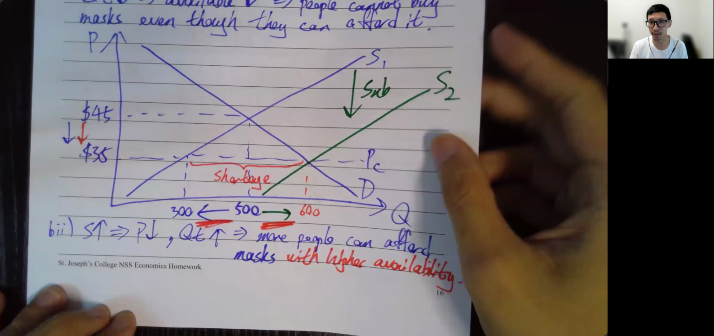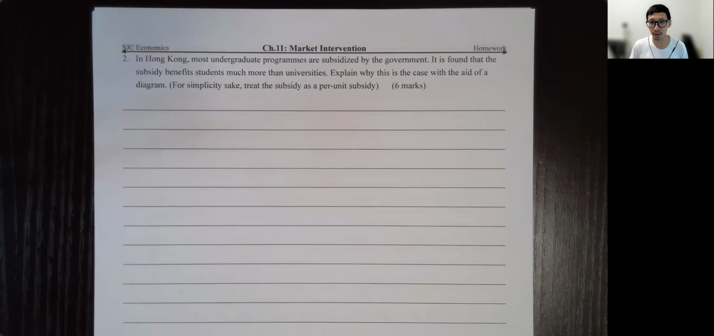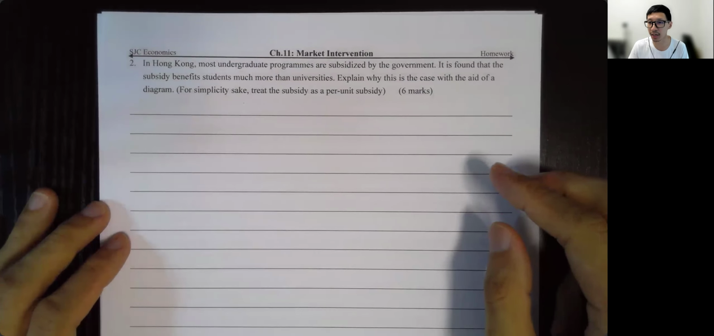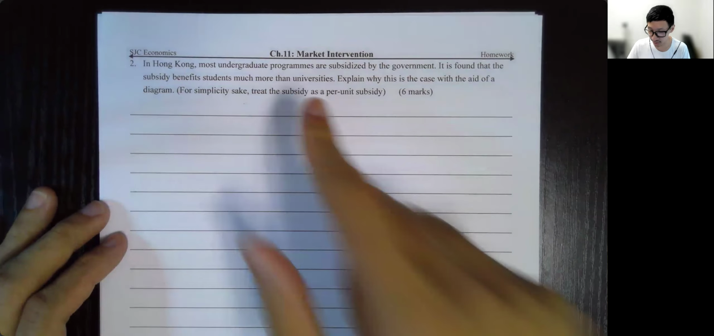Okay, now hopefully not too difficult for you. Now, this one can say goodbye. This one can also say goodbye. Okay, now let's go to question 2. Okay, question 2. In Hong Kong, most undergraduate programs are subsidized by the government. We found that, okay, the subsidy benefit is much more than the university.